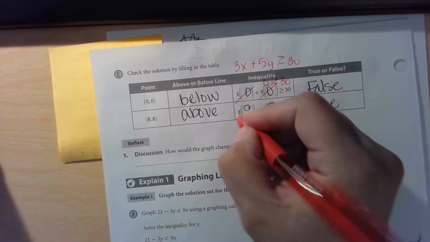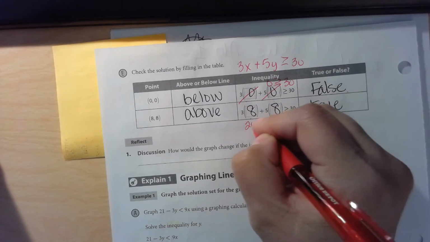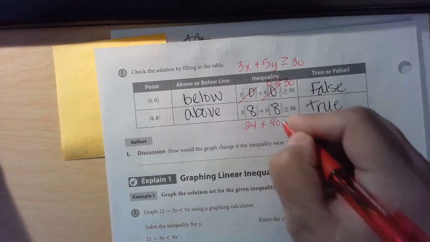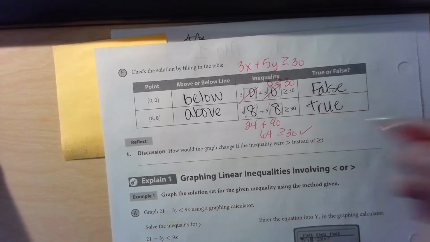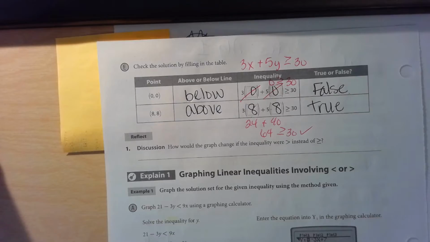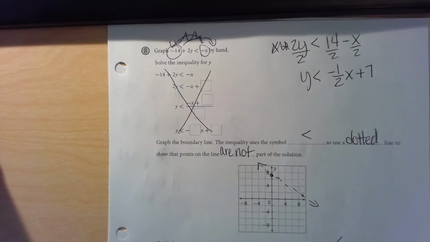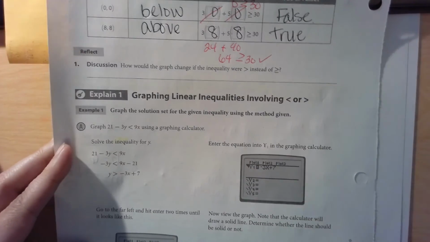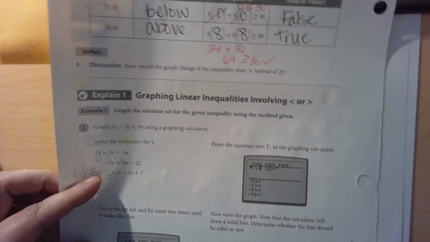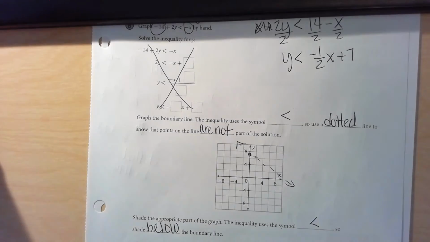We check out the x. 3 times 8 is 24. 5 times 8 is 40. Well, that is 64. Is 64 greater than or equal to 30? Yes. So we shaded in the right direction. Okay. The next couple of things tell you how to do this in the calculator. Unfortunately, our calculators do not do shading for us, so we're not going to even look at that.